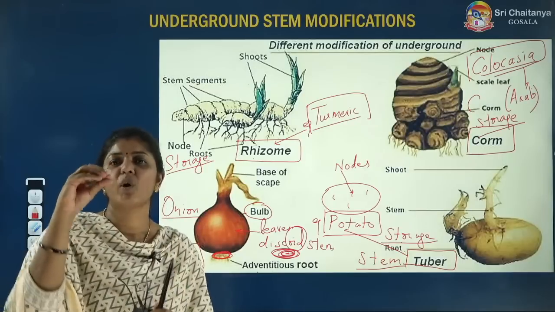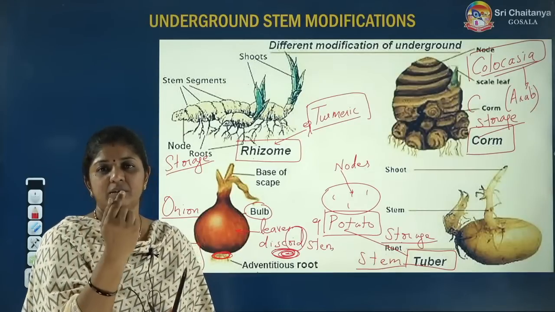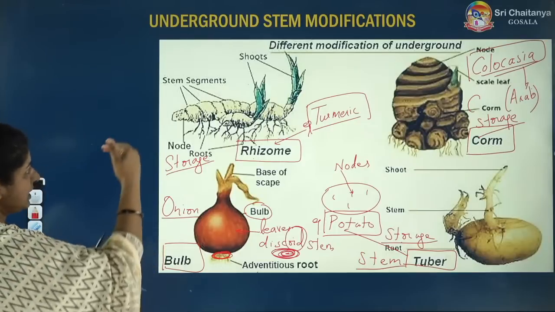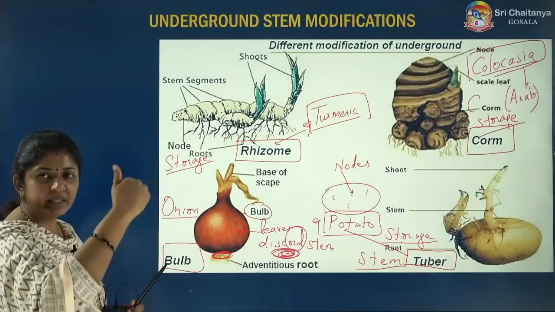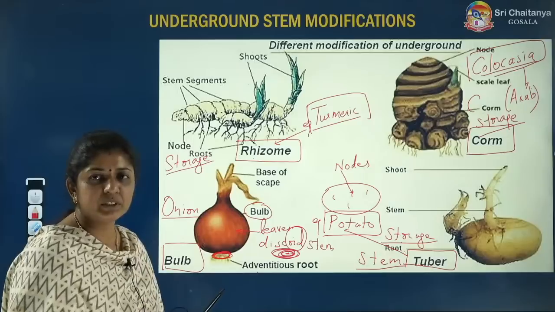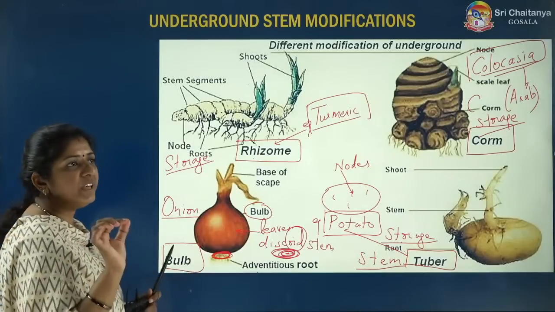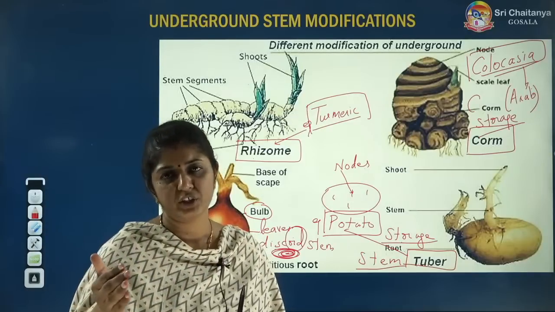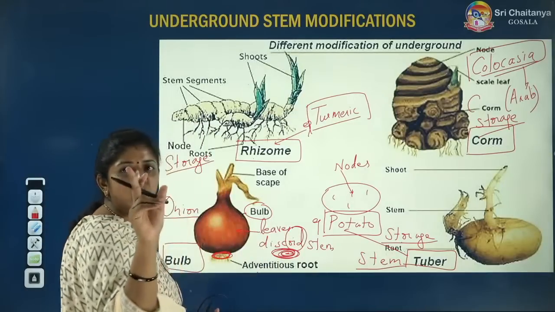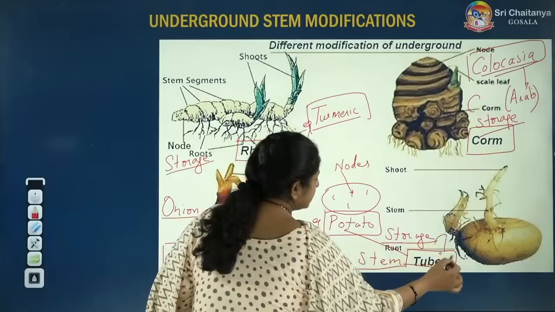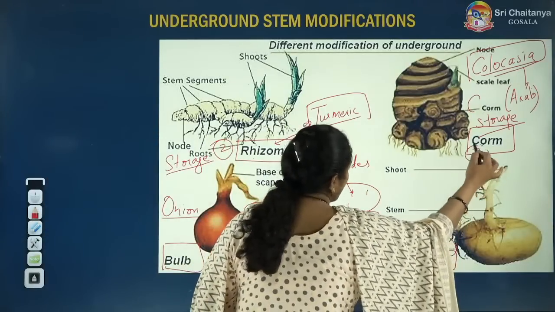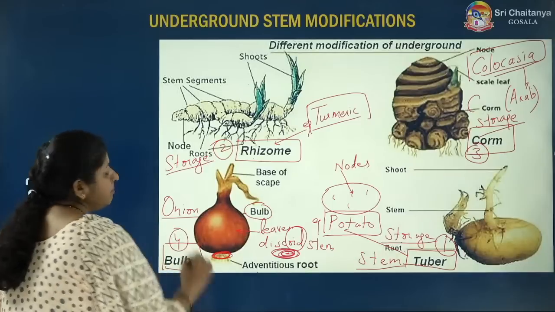Compressed like a coin, like a disc. That's why we are learning it under modification. And it is underground, present under the ground, not the upper side. Are you getting that? So we finished one topic under the stem, underground stem modification, where we discussed one modification named tubers, then rhizome, then corm, then the bulb.